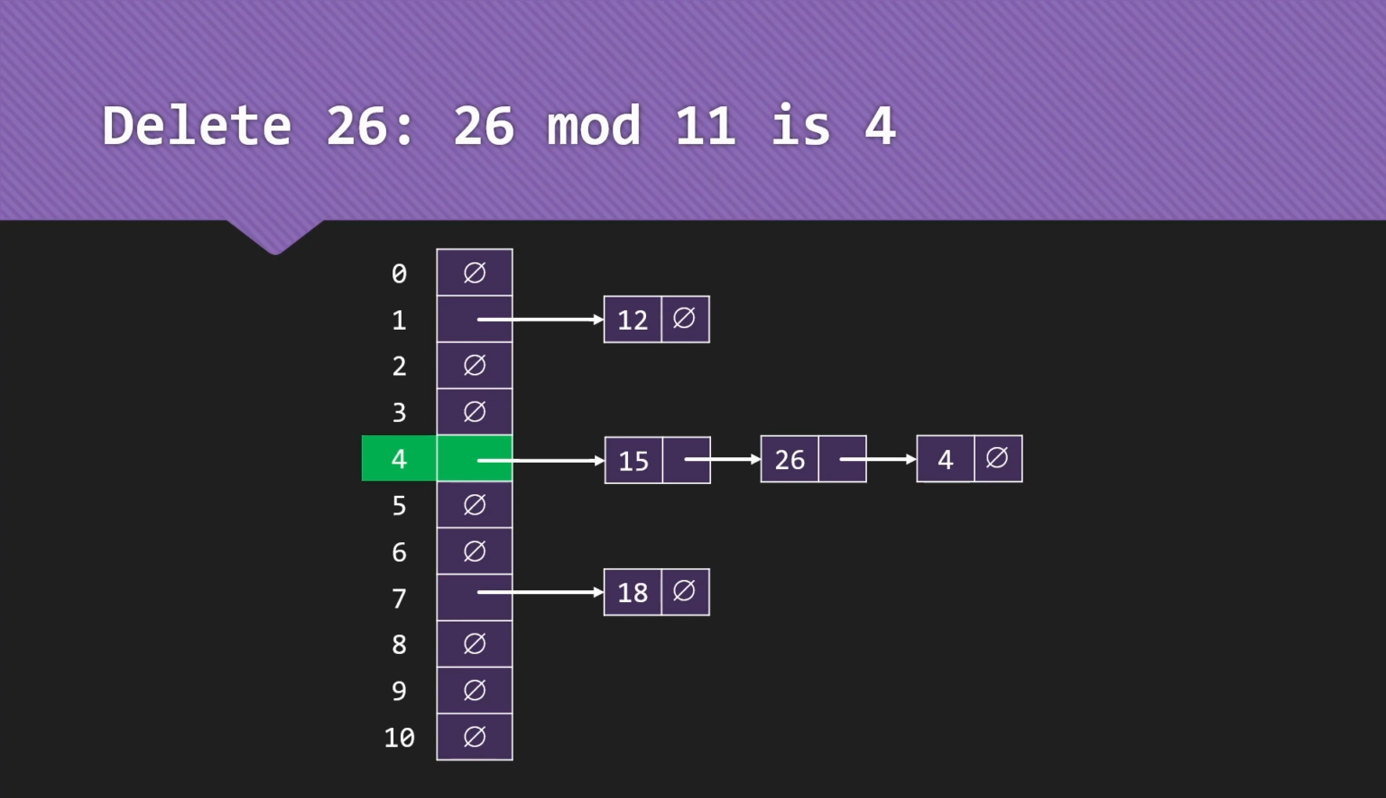For our next example, I want to delete 26. Now 26 mod 11 is also 4. So we're going to go to index 4 and start searching the list. 15, not it. 26, we found it, so now we're simply going to remove it from that linked list.